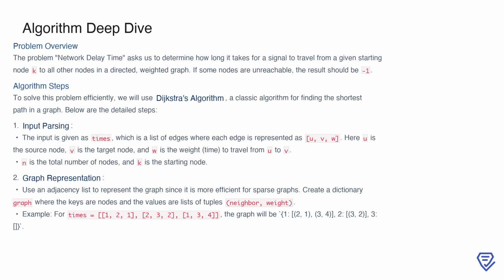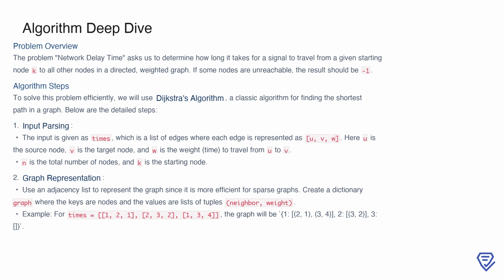The network delay time problem challenges us to find the time it takes for a signal to propagate from a given starting node to all other nodes in a directed, weighted graph. If any nodes remain unreachable, the result should be -1. To solve this efficiently, we'll use Dijkstra's algorithm, which calculates the shortest path in a graph.